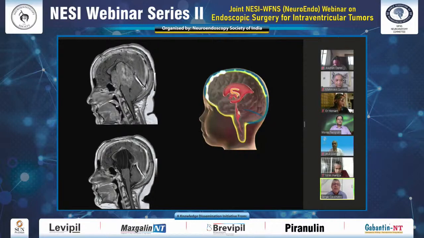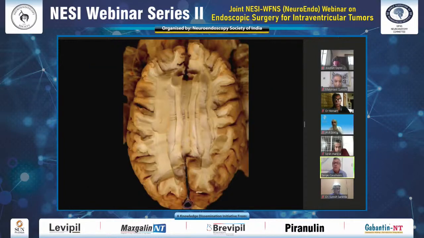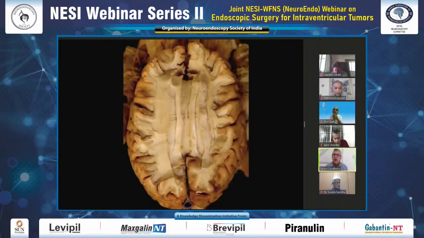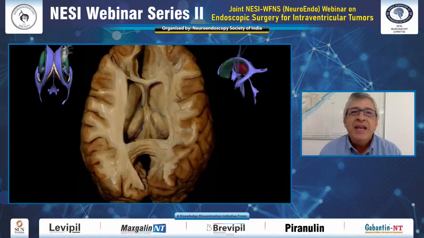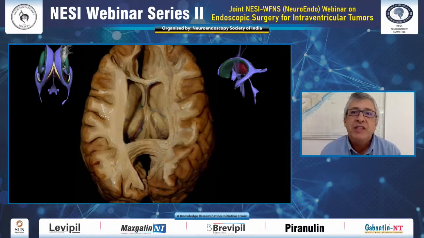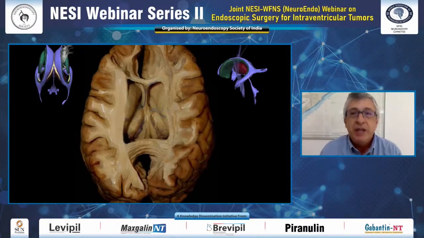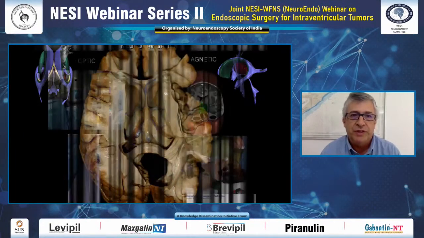But in my opinion, the dream of neuroendoscopy is to try to completely remove the intraventricular tumor and restore the CSF circulation, not just to do a borehole. Of course, to go into the intraventricular cavity, you need to pass through normal structures. So the strategy to arrive in the ventricle should be very carefully studied before going in.